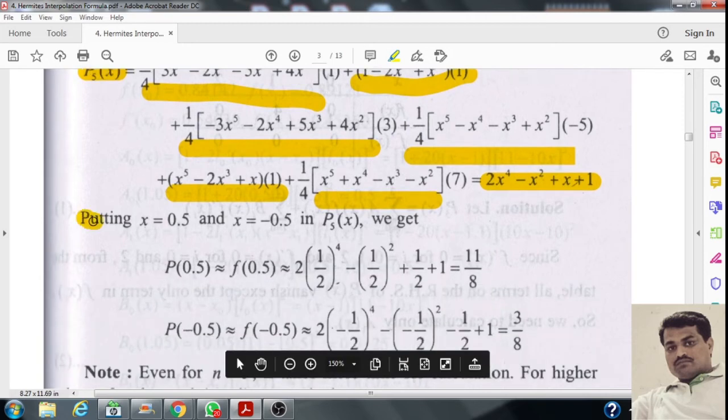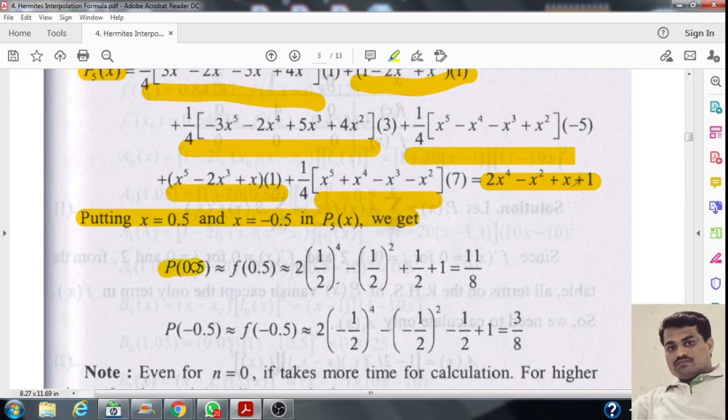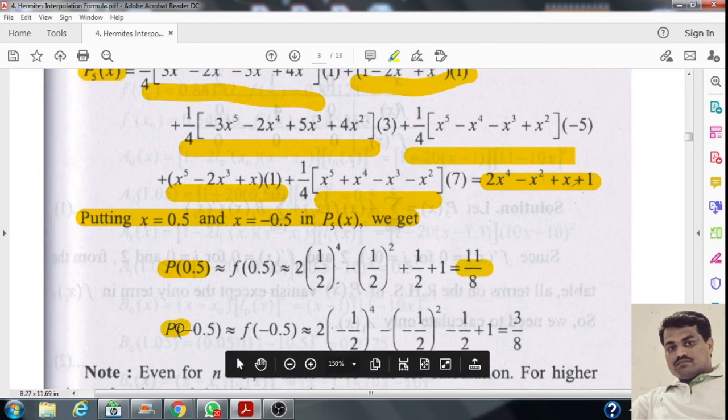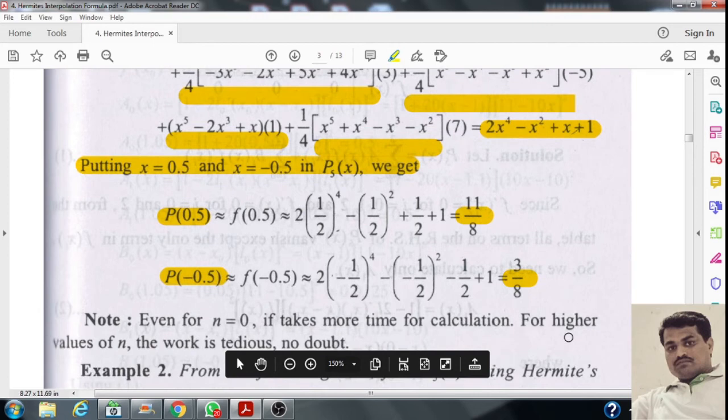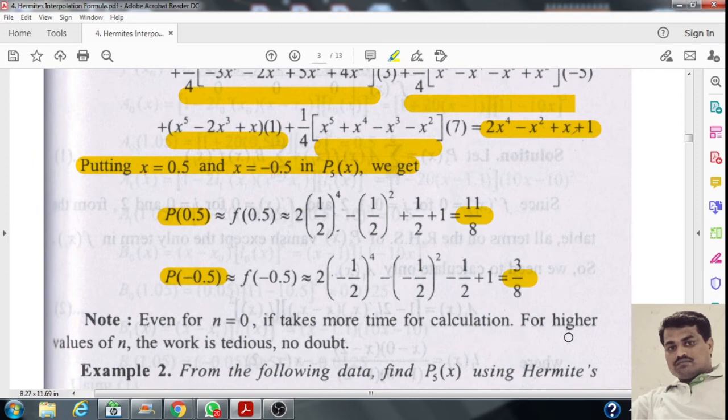Also, by putting x is equal to 0.5 and x equal to minus 0.5 in p5 of x, we get p5 of 0.5 is equal to 11 upon 8 and p5 of minus 0.5 is equal to 3 by 8. Simply putting the values of x in the polynomial, we get the value of p of 0.5 and p of minus 0.5. And this is the required solution for the given problem.